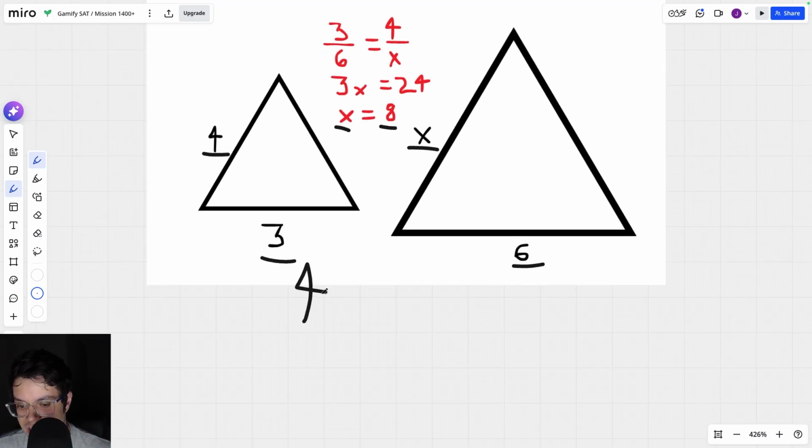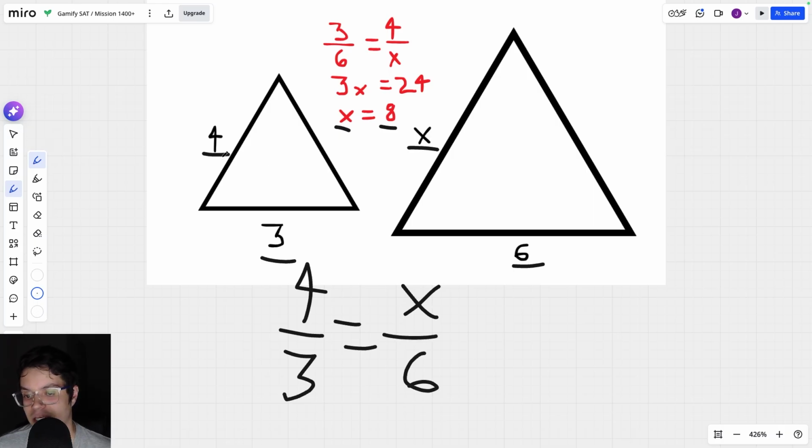I also want to quickly mention that you can write the ratio slightly differently. If you want, you could have just said 4 divided by 3 is equal to x divided by 6. This would basically be taking two things from the same triangle, 4 over 3, and then matching up two things on the second one. So you could also go ahead and do this. No real difference.